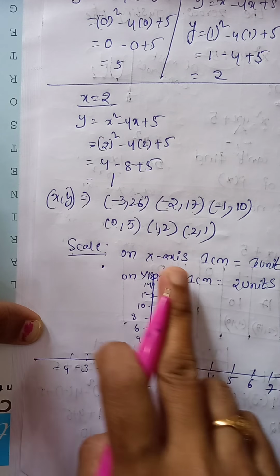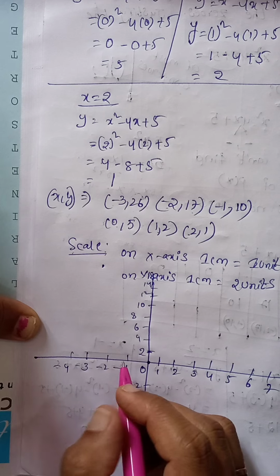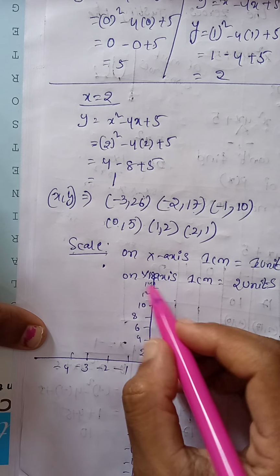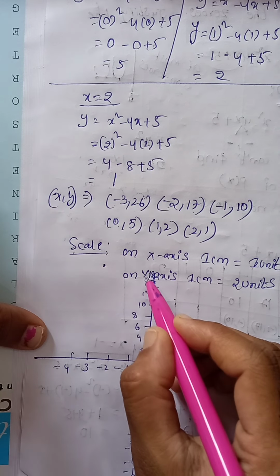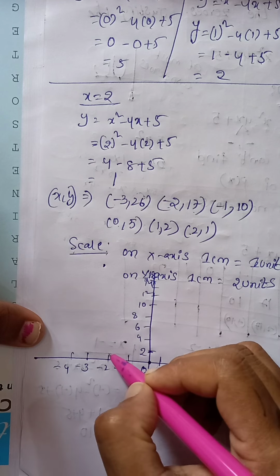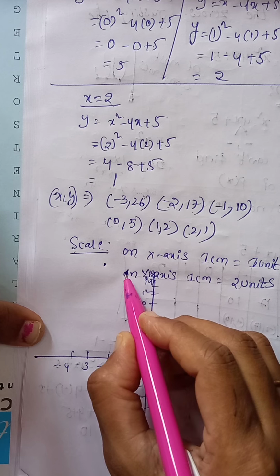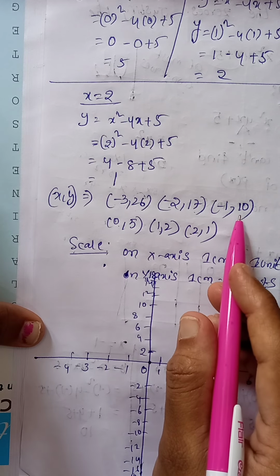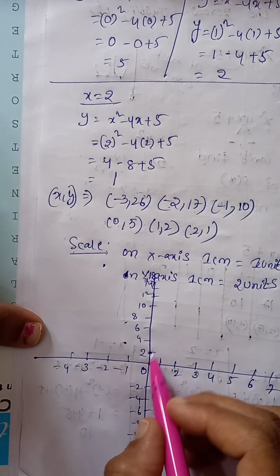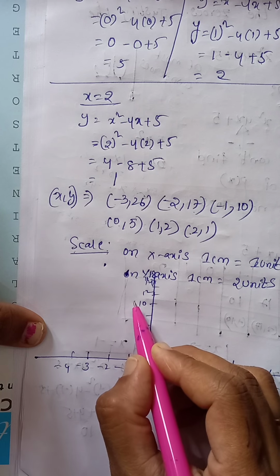Okay. Next value is minus 2 comma 17. On x axis minus 2 and on y axis 17. Here see 14, 16 and 18. In the middle of 16 and 18 we have 17. Minus 2 and here 17 we have. Okay. Next value is minus 1 comma 10. On x axis it is minus 1 and on y axis it is 10. Minus 1 and 10, it is here.